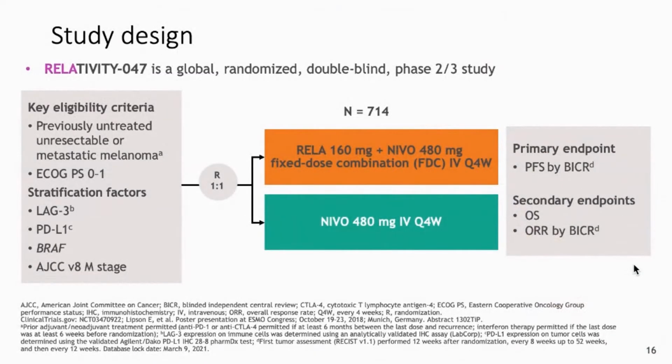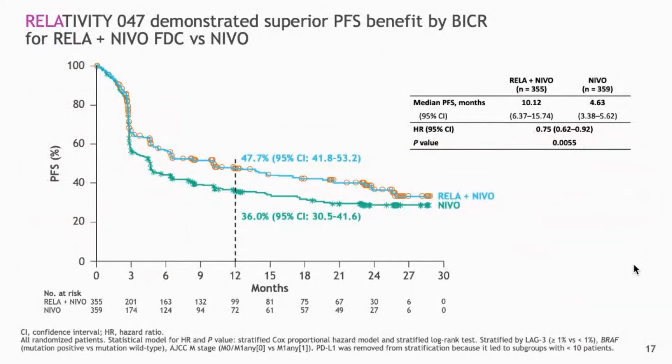And this was the trial design that was just presented recently, where relatlimab, or Rela, was combined with nivolumab, or Nivo, and compared to Nivo alone. The blue progression-free survival bar is the Rela plus Nivo arm, and the green one is Nivo alone. And you can see that there is a difference.